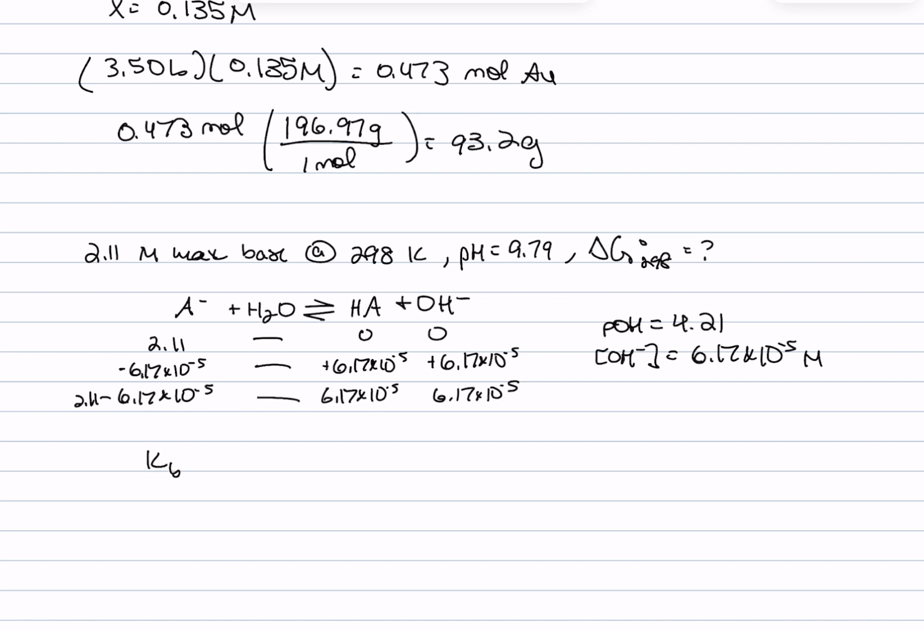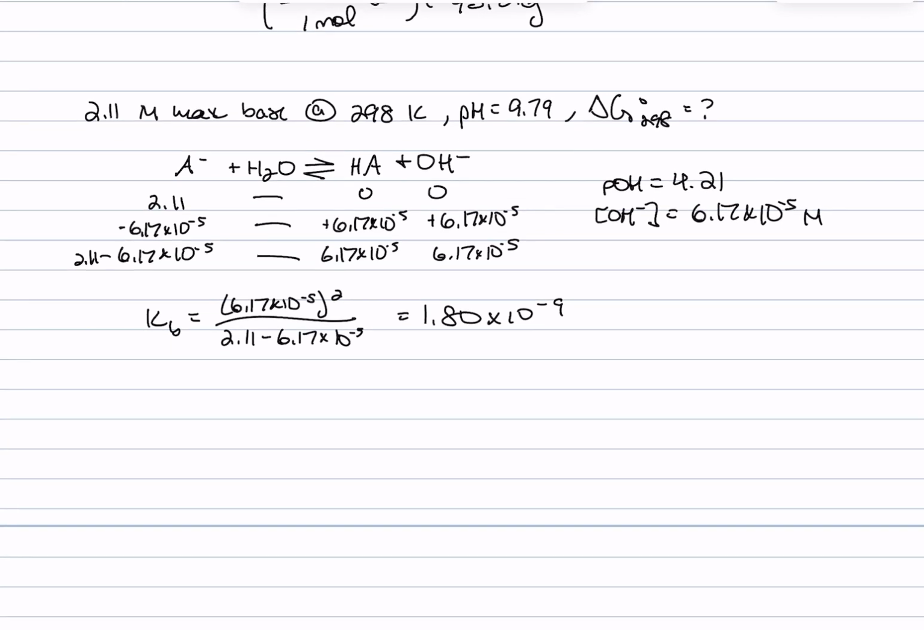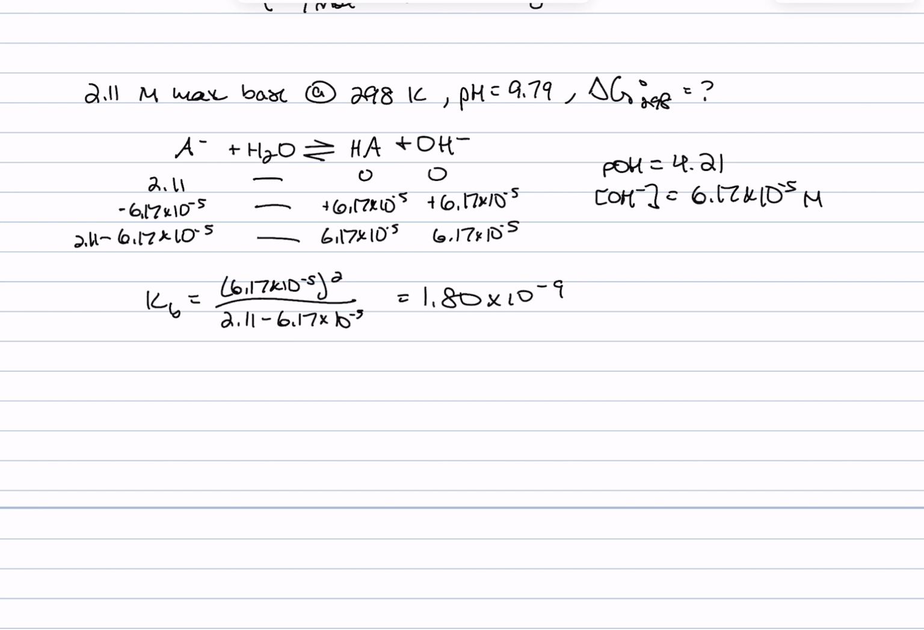So we can calculate our Kb, which is equal to 6.17 times 10 to the negative 5th squared, divided by 2.11 minus 6.17 times 10 to the negative 5th. And so we're left with 1.80 times 10 to the negative 9th, which is reasonable for a weak base.